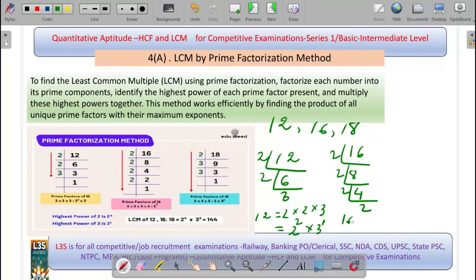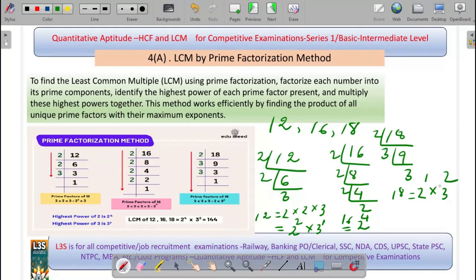So 16 will be 2 to the power 4. And 18 we can write as 2 to the power 1 into 3 to the power 2. So the exponent of 3 will be 2.